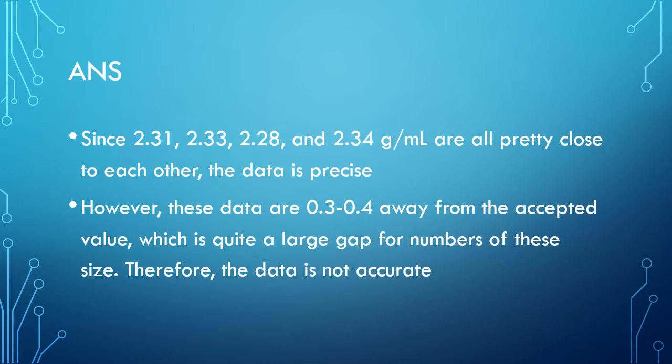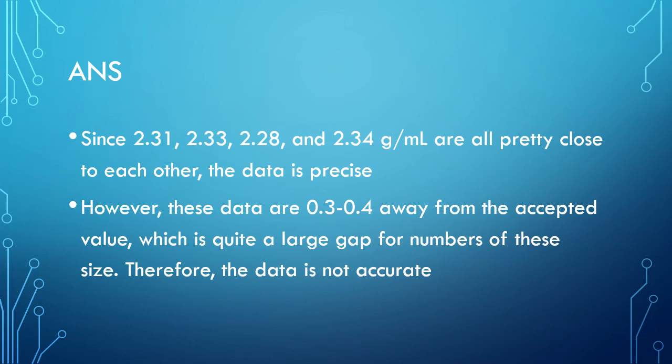Since the four data points are all relatively close to each other, with the biggest difference between them being 0.06, they have a very small difference. They're pretty close together, so this data would be considered precise. We could double check this by performing a standard deviation calculation and seeing that the standard deviation is also relatively small compared to these values.